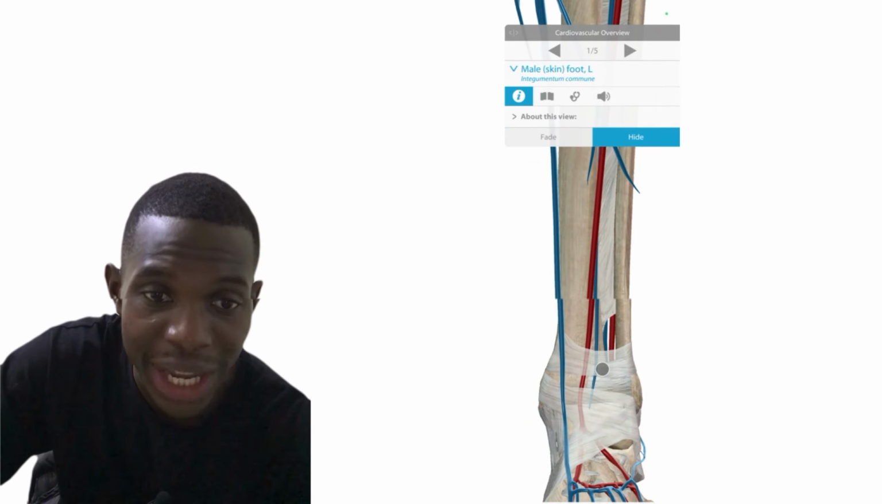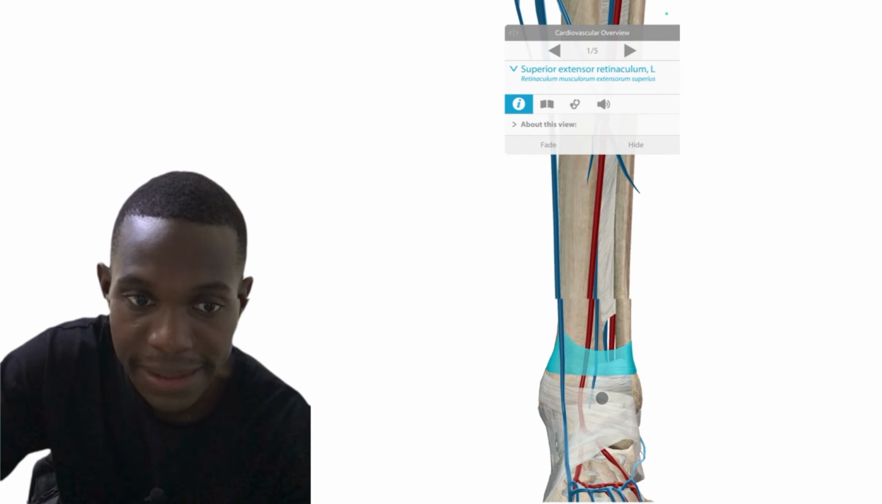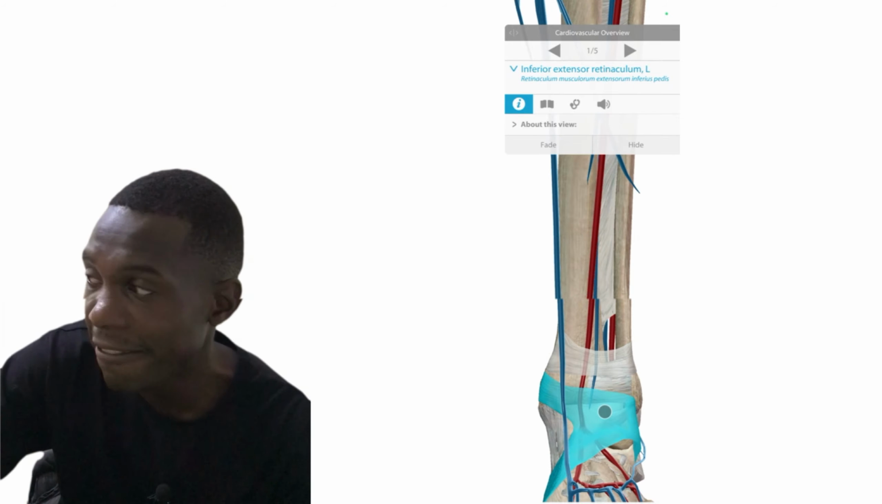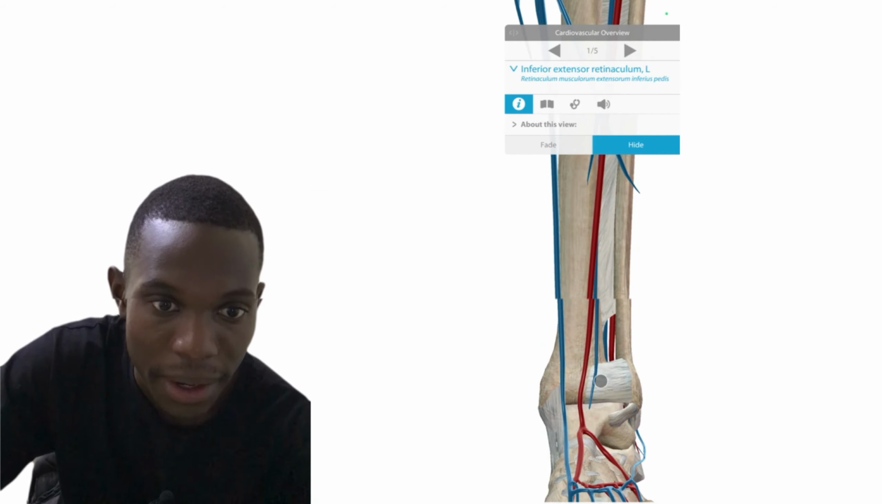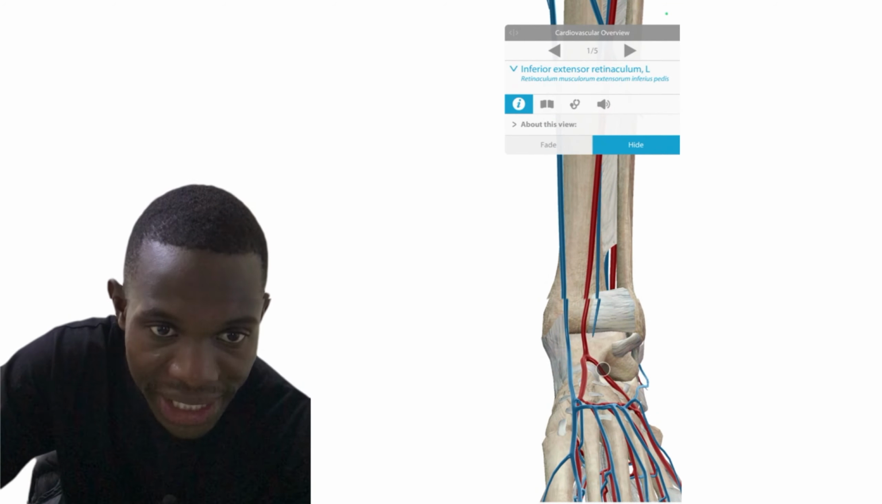It will enter deep to the superior flexor retinaculum, right? And then it will enter deep to the inferior flexor retinaculum, right? Very important. Let me hide this. And then at the level, this is your ankle joint.